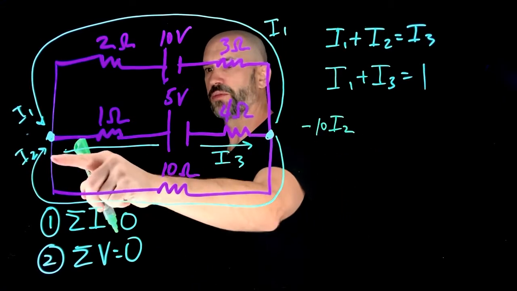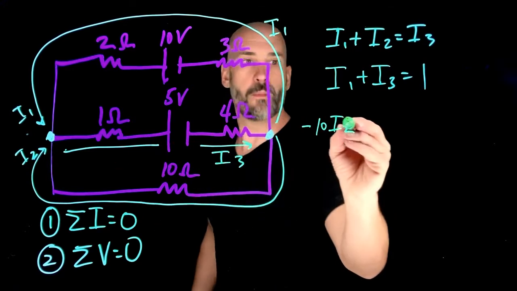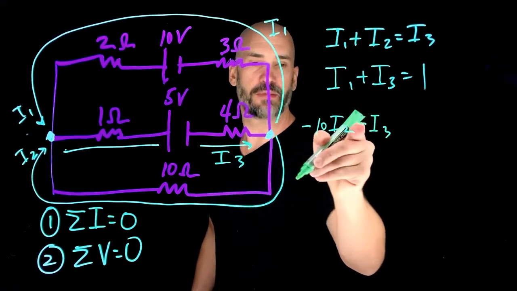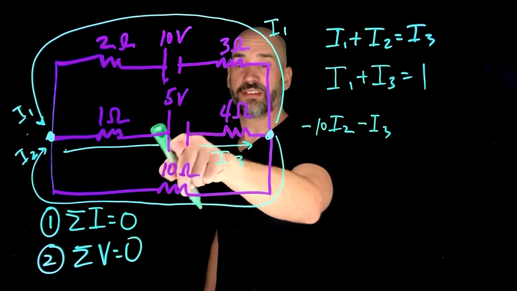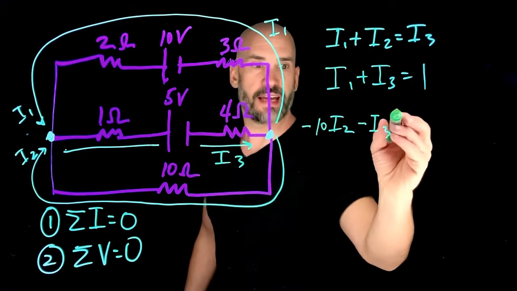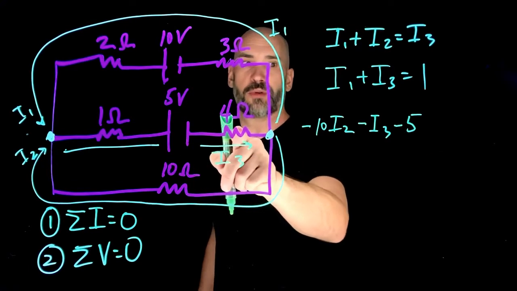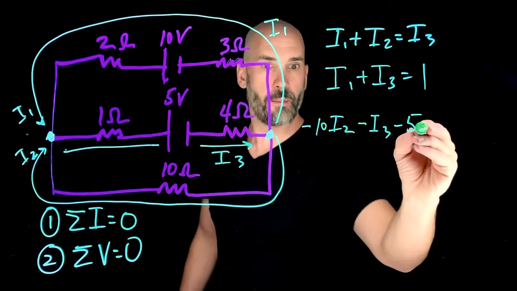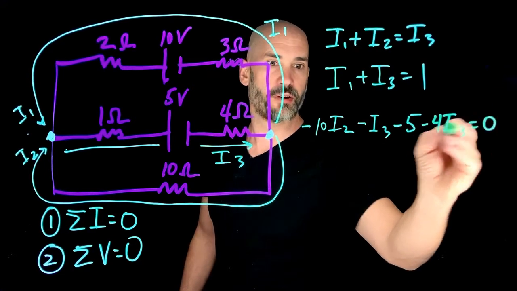Okay. March, march, march. Oh, I get here. Same direction as the current. That's minus 1 I3, or just minus I3. Okay. I get to a battery going the negative side. March, march. Positive to negative. That means that I'm subtracting 5. Okay. March, march. Again, I subtract because I'm going in the same direction as the current. Minus 4 I3 equals 0.